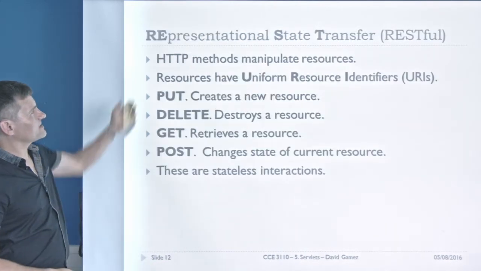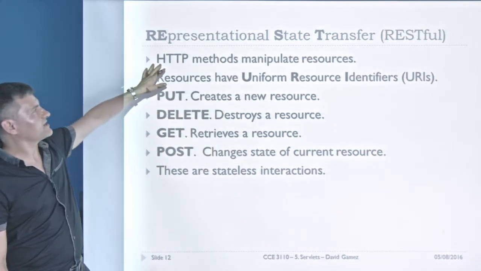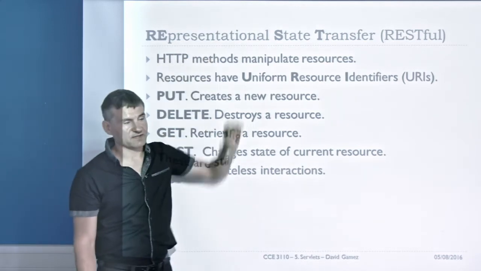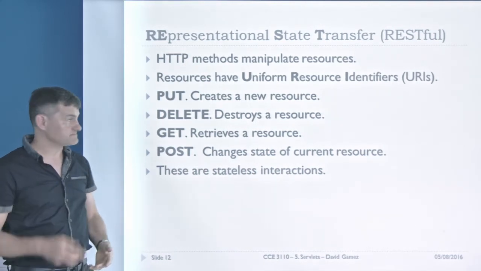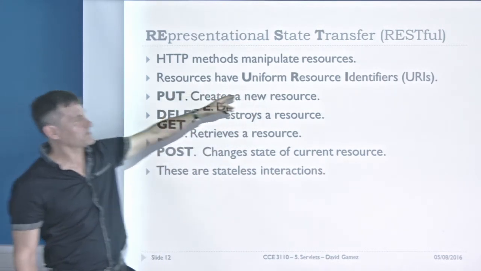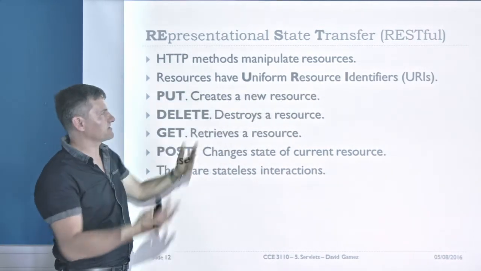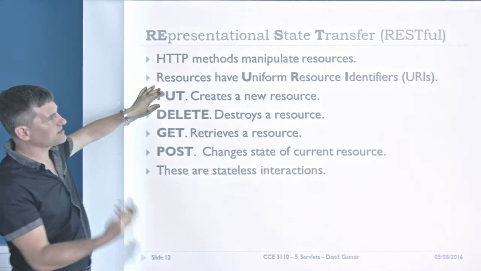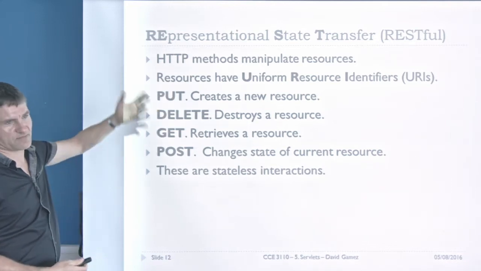A popular convention is this idea of a representational state transfer, or RESTful. In this way of interpreting HTTP messages, they're used to manipulate resources. So I'm using these messages to change resources that are on the server. And these resources have URLs, or uniform resource identifiers, or uniform resource locators, depending on how you want to phrase it. So these are the ways in which the HTTP methods are interpreted in this RESTful framework.